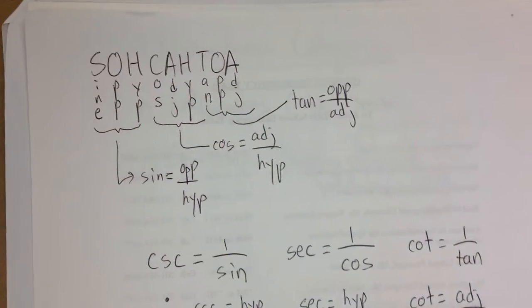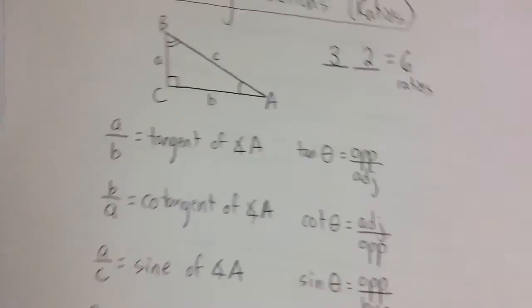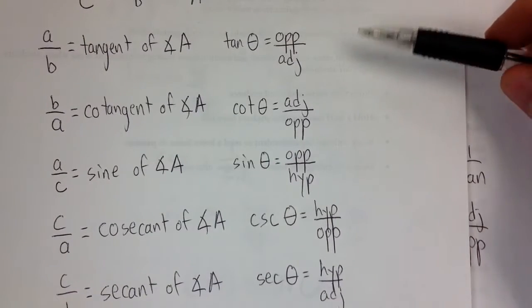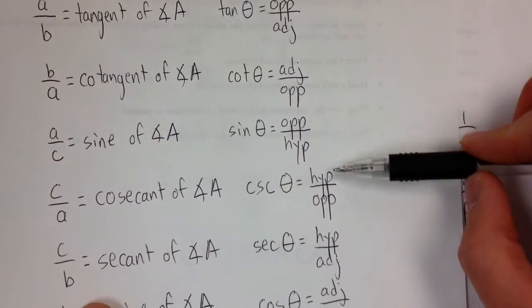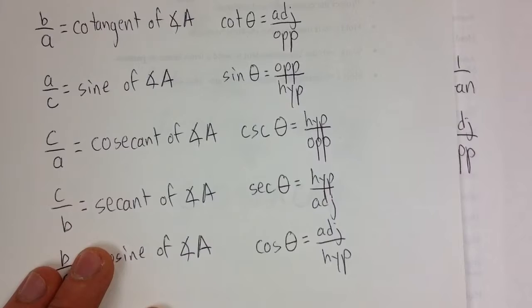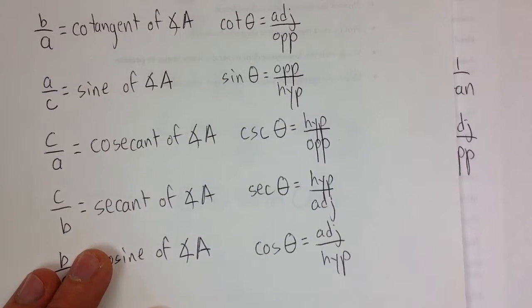Okay. Any questions regarding the definitions? So this is what we're asking you to remember. What tangent is, what cotangent is, what sine is, what cosecant is, what secant is, what cosine is. And I'll give you some hints along the way, but ultimately it's up to you how you will remember those. Yes?